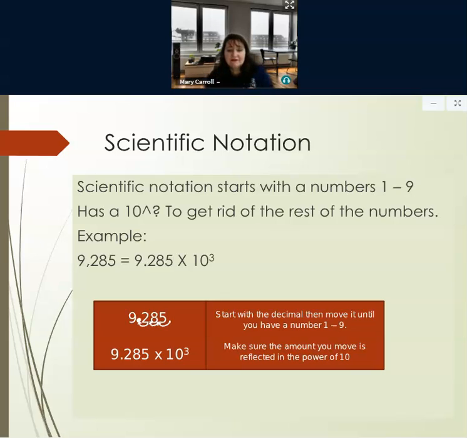For example, if I have something like 9,285, I would move my decimal point over 3 spots and make it 9.285, and those places that I just moved over, I would put in as times 10 to the third power. So if you think about it, it makes sense. I have my decimal here. I move it 1, 2, 3 places to between the 9 and the 2, and that's where that 3 comes from, how many times I moved that decimal place, okay?